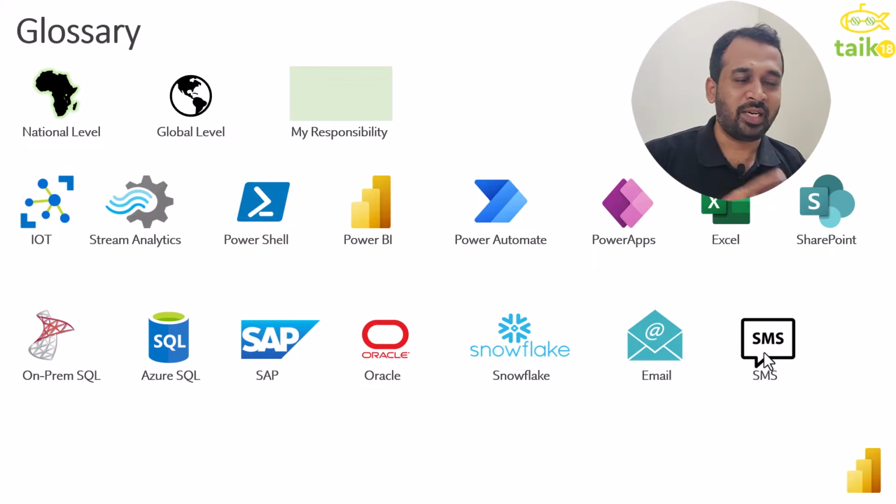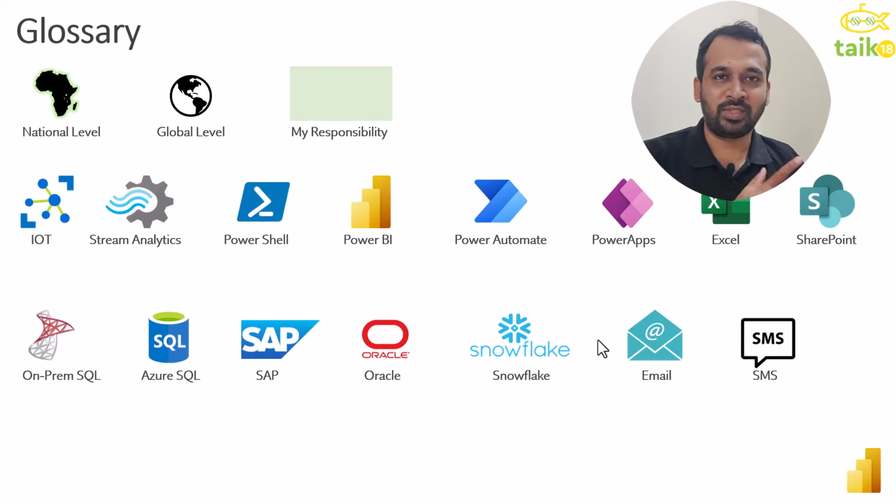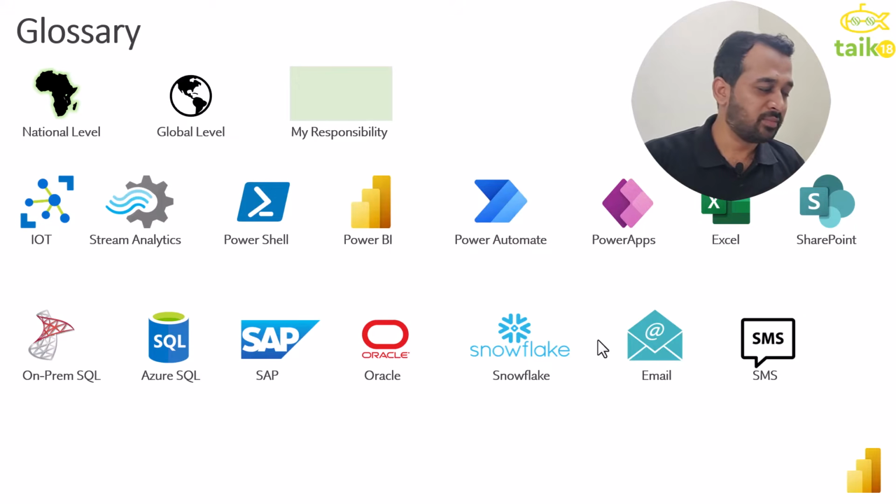One is Azure Event Hub, with which we can get the data from IoT devices, and then Azure Stream Analytics. We can use PowerShell, Power BI, Power Automate, Power Apps, Excel, SharePoint. Where it comes to the databases, the ones I used are on-prem SQL Server, Azure SQL, and then SAP, Oracle, Snowflake, and also email or SMS notification if you want to send something out.